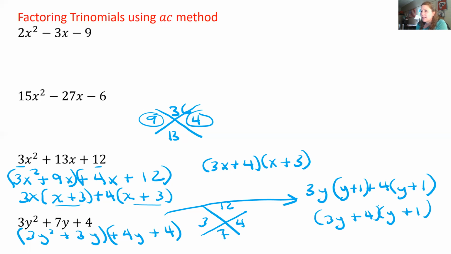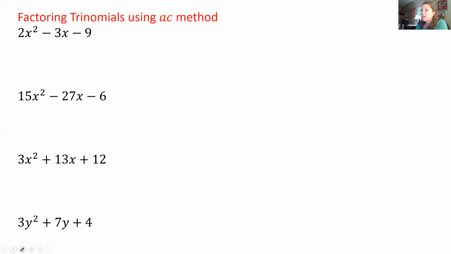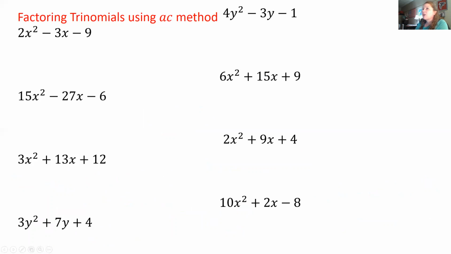All righty. All right, let me get rid of all this stuff. Move on. All right, so 4 times -1. Where's my pen? Here it is. 4 times -1 is -4. So we're looking for a product of -5. And a sum of -3.